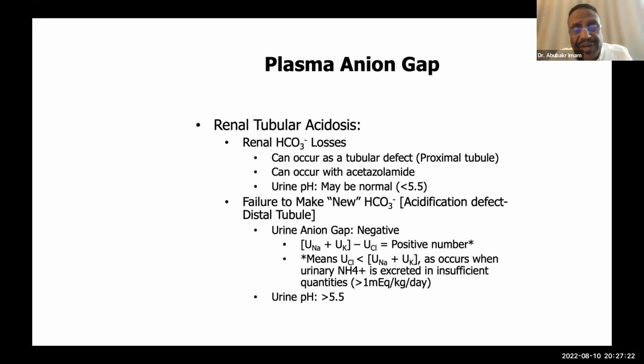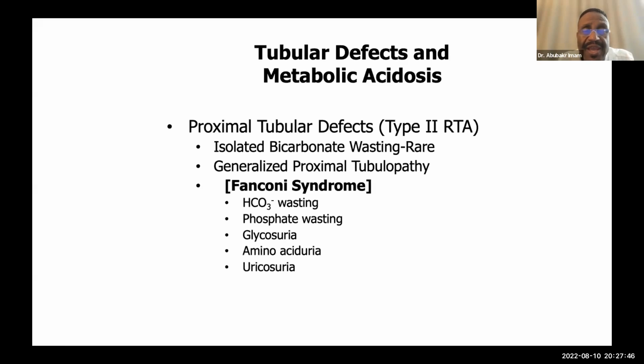And the distal part of the nephron is normal, and it will be able to acidify the urine. It could be normal acidification of the urine or an alkalotic urine. We have a problem in the distal part if you cannot make new bicarbonate. But I do not want you to concentrate on this part. I want you to look at the proximal part defects: isolated bicarbonate wasting is usually rare, usually part of the proximal tubule defect.